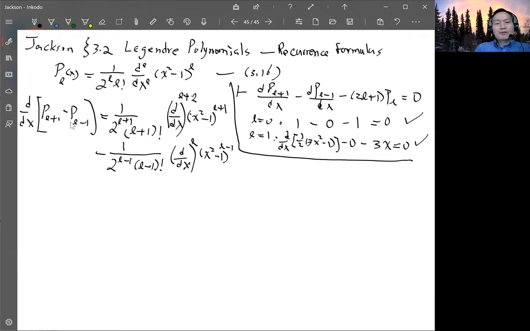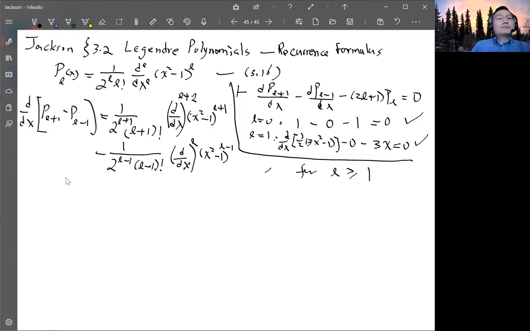That's these first two, after you substitute the Rodrigues formula into them. And this is valid for L at least greater than or equal to one. So first we check L equals zero. We start with L equals one. This will become P sub zero, because L starts from one. So at least this is what we define.